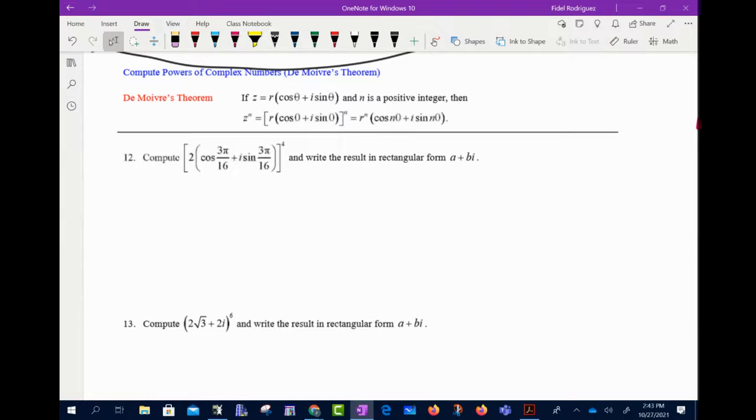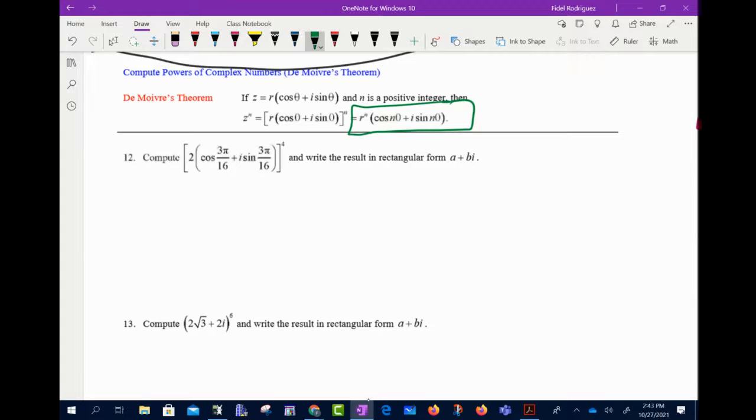All right. So guys, let's keep moving along here and take a look. We're going to do some computations. We're going to compute powers of complex numbers. It's called De Moivre's theorem. So it says if z equals r cosine theta plus i sine theta and n is a positive integer, then the power z^n is going to be equal to, and I'm going to look at the simplified version right here, r^n times cosine n theta plus i sine n theta.